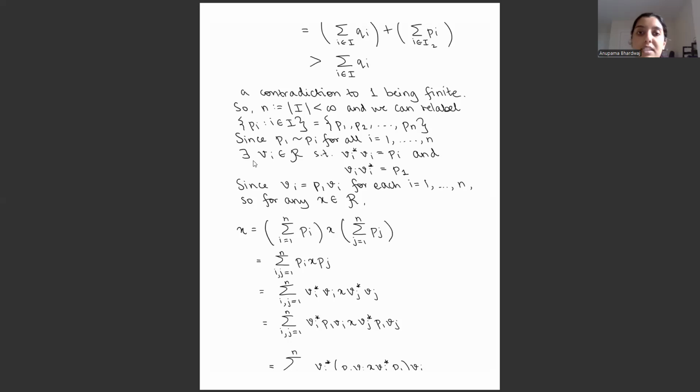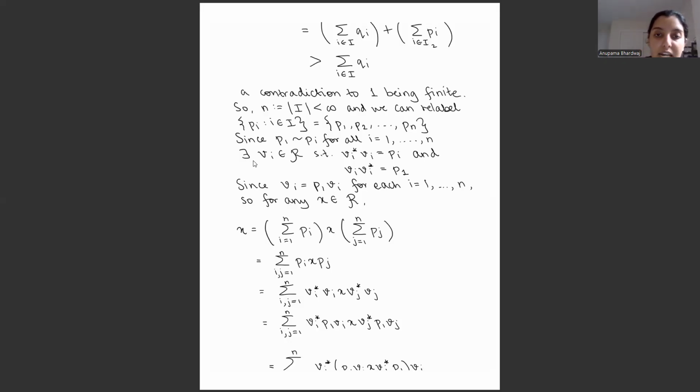So we have that the cardinality of I is some finite number n, which is less than infinity, and we can relabel the projections Pi as just P1 to Pn. And since we have that P1 is equivalent to Pi for all i, we can find a partial isometry Vi in R such that Vi star Vi is Pi and Vi Vi star is P1, just by the definition of two projections being equivalent.